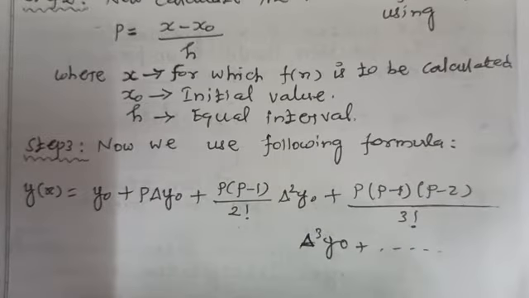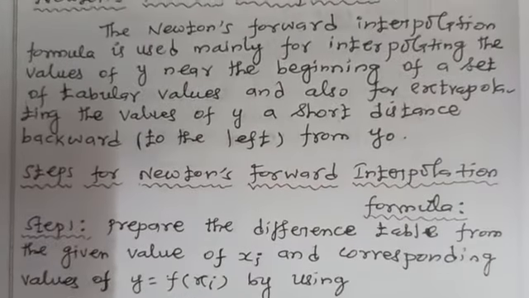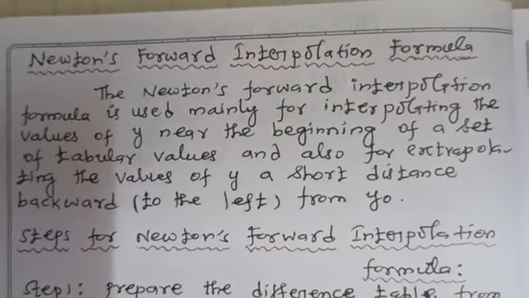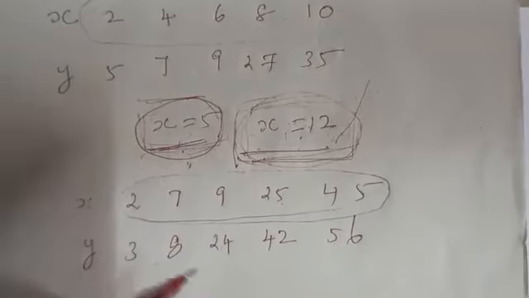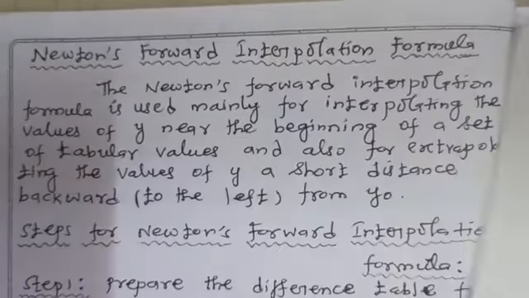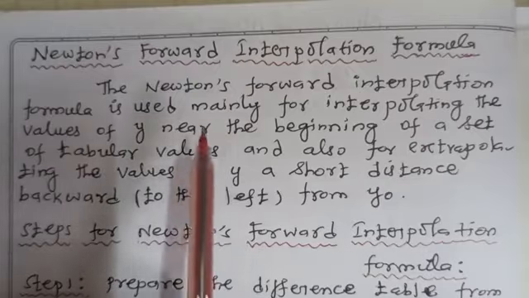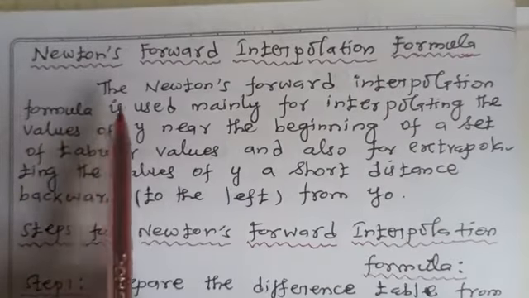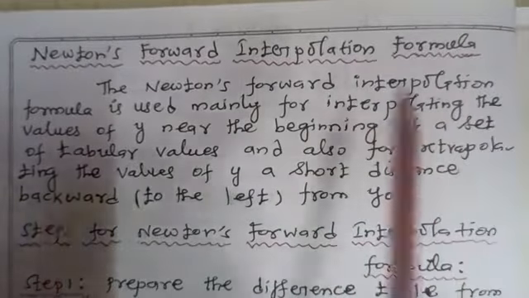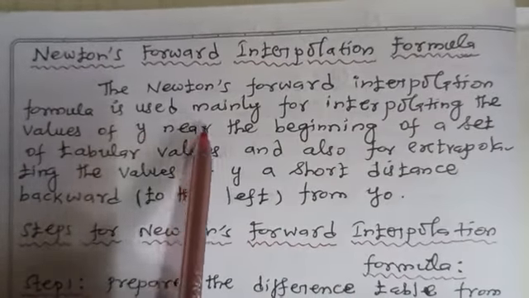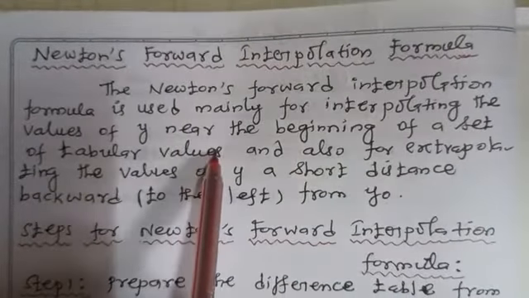There are two conditions that should be satisfied for Newton's interpolation formula. Newton's forward interpolation formula is used mainly for interpolating the value of y nearer the beginning of a set of tabular values.